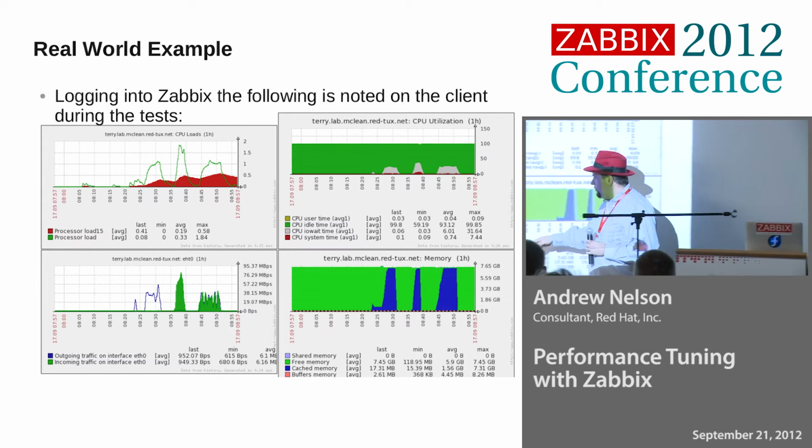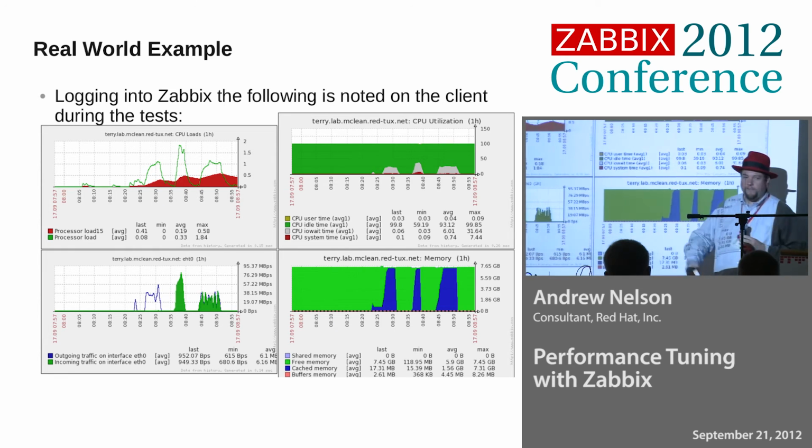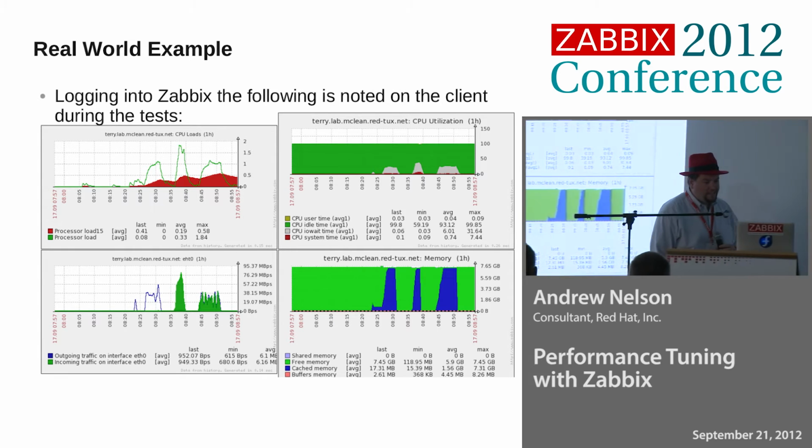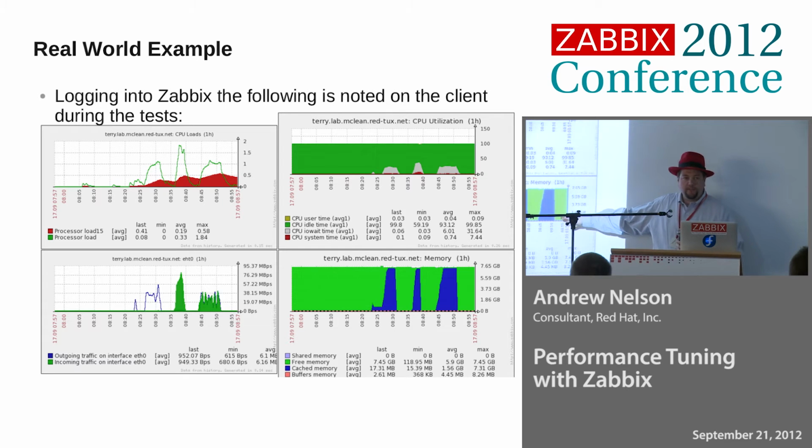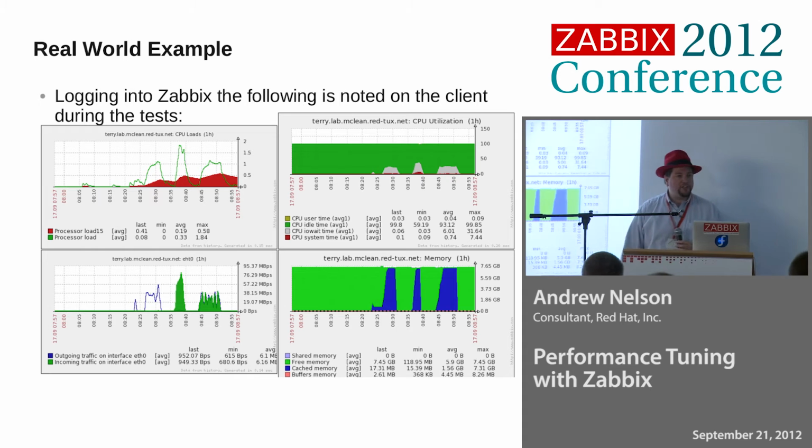All right, so bandwidth is peaking at 76 megabytes a second. So we're basically taking up a lot of memory cache. So the kernel is caching our data.